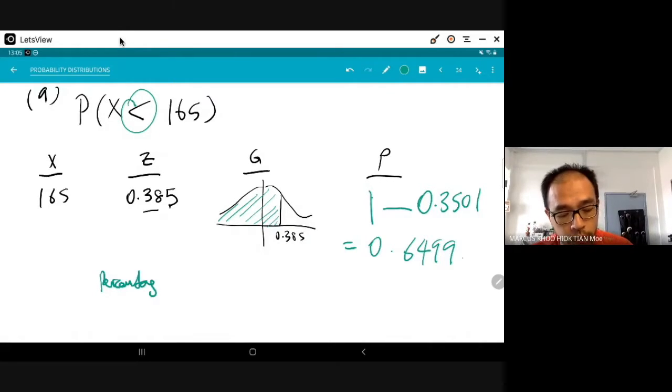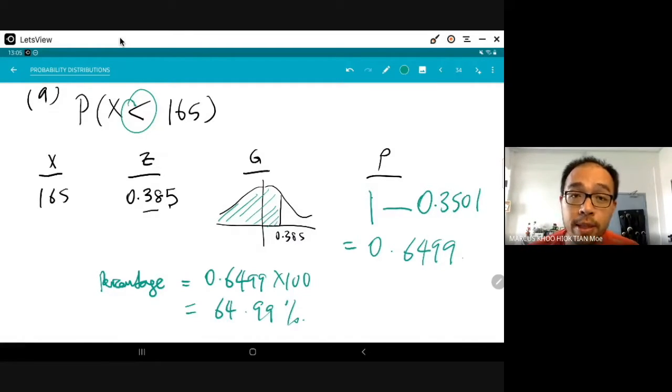What do we do to find the percentage? We just multiply by 100, and we'll get 64.99%. About 65% of the students in this school are less than 165 cm. That's quite scary. It means there are a lot of short students in this school.